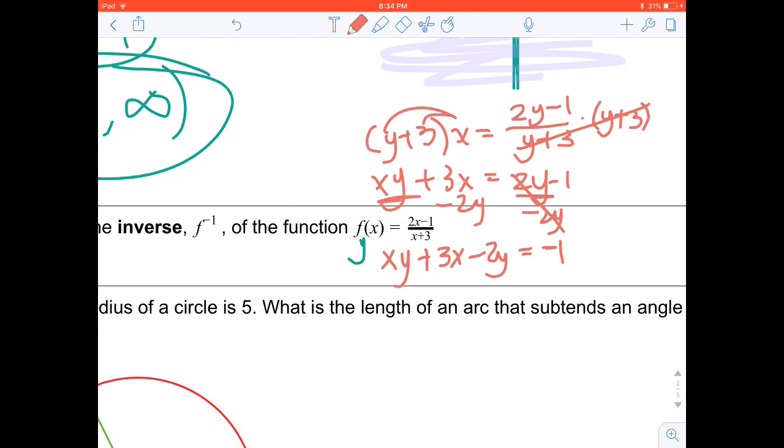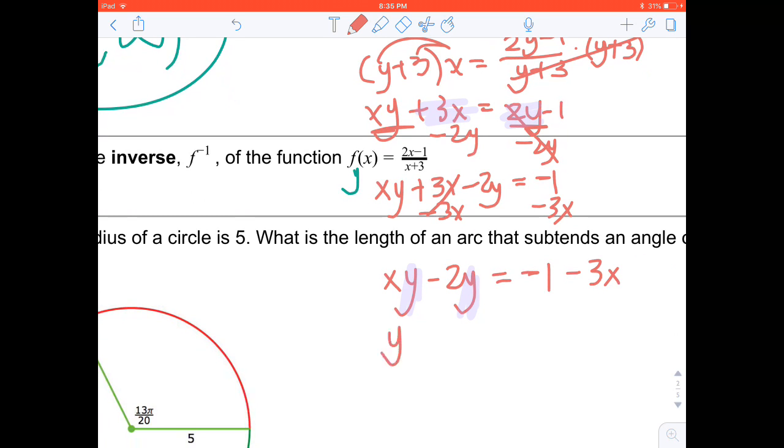And then I'm going to do the same thing with this 3x because it doesn't have a y, so I don't need it on that side. I want it on the other side. So I'm going to subtract 3x on both sides. So we have xy minus 2y is all I'm left with here, equals negative 1 minus 3x. So I really just went ahead and switched these two, moved them on opposite sides, because now I have my y's here. And what I can do with those y's is I can factor it out.